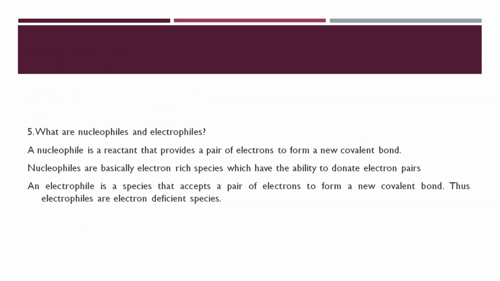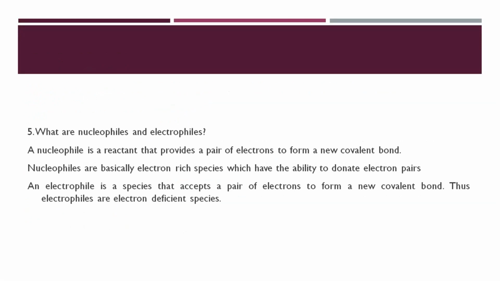On the other hand, electrophile means electron loving. So obviously the compounds which lack electrons have a tendency to gain electrons. An electrophile is a species that accepts a pair of electrons to form a new covalent bond. Thus, electrophiles are electron deficient species.